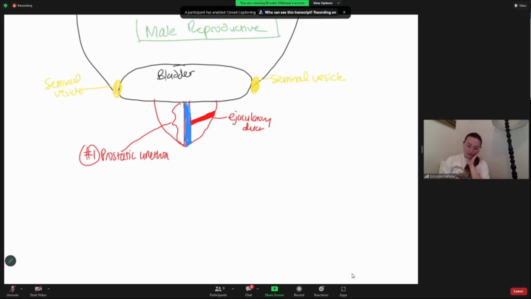The seminal vesicles have ducts, and they will join up with the ejaculatory ducts. So we're going to draw a little seminal vesicle duct. They loop one on each side, and then they basically come over here. I'm just going to draw it like this. It's probably not perfectly anatomically correct, but then you guys see how they both come into the ejaculatory duct.